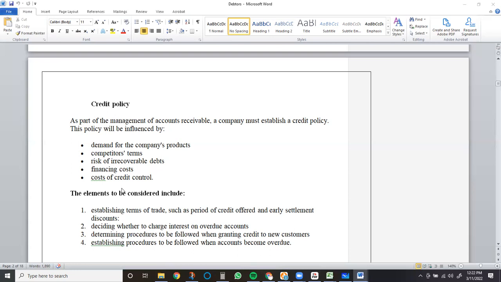And this is why I mentioned financing costs. As long as there's a debtors figure on the balance sheet, there will be a financing cost. And of course, one of the things we will be looking at in this lecture, this handout, is how to go about calculating the financing costs associated with debtors.